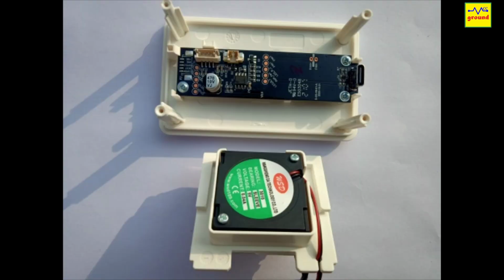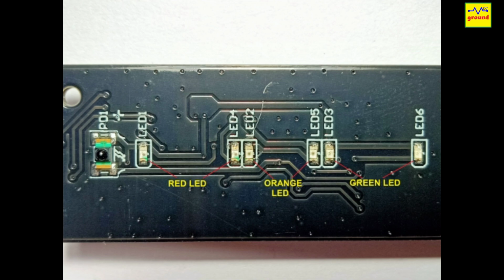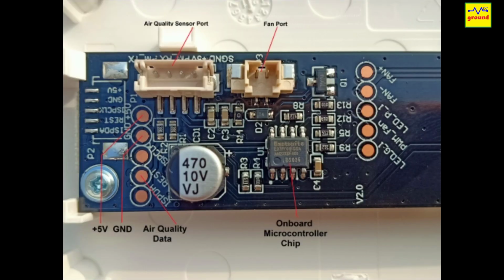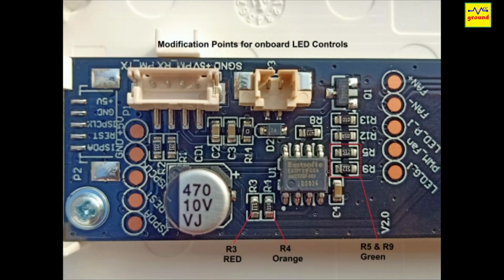On the other side of the sensor, there is a small fan to create an airflow for this sensor. This is the control PCB with an onboard tiny microcontroller which queries the air quality sensor and accordingly drives these onboard LEDs. The microcontroller also controls that small fan attached to the air quality sensor. This is the circuit diagram of this PCB. Now, as we want to control the LEDs with the D1 mini board, we need to disconnect their connections with the onboard microcontroller, which can be done easily by removing and shifting resistors R3, R4, R5 and R9. The location of these resistors on the PCB is shown here.